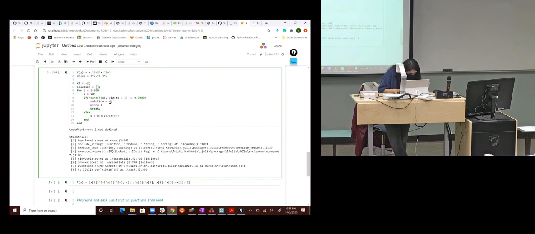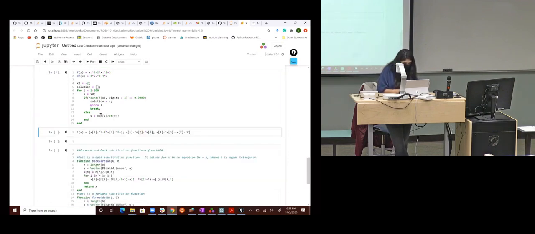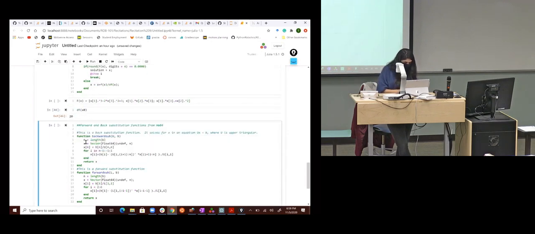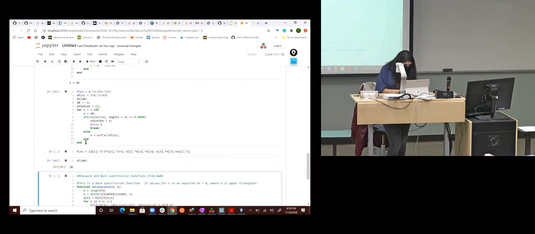Solution is equals x, and then you update x like that. x is x plus. And okay, let's first check if df is working. So df of x0. Let's see, df of x0 is 20. That's good.